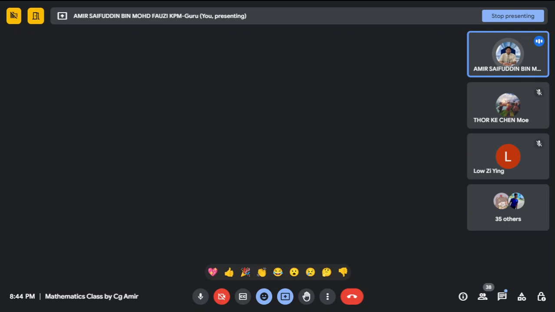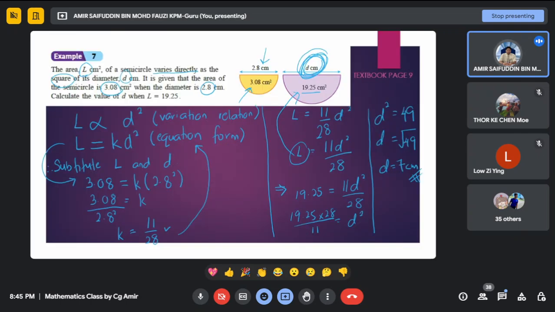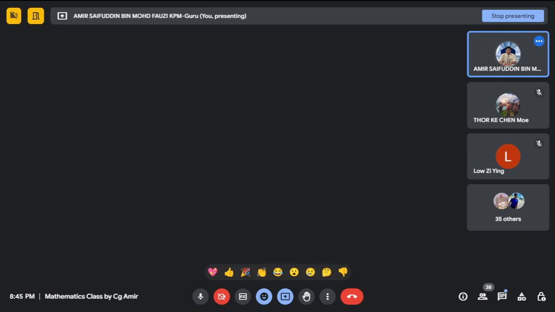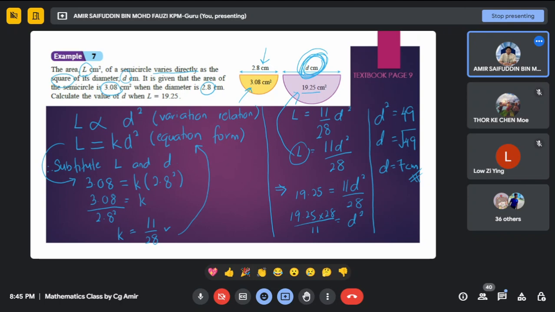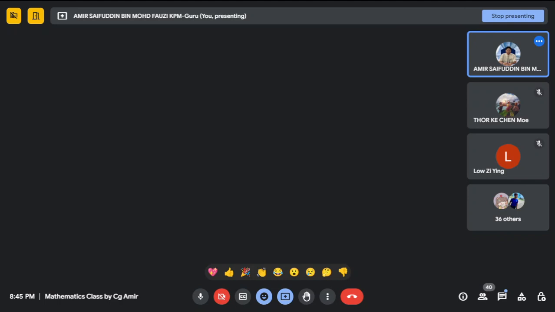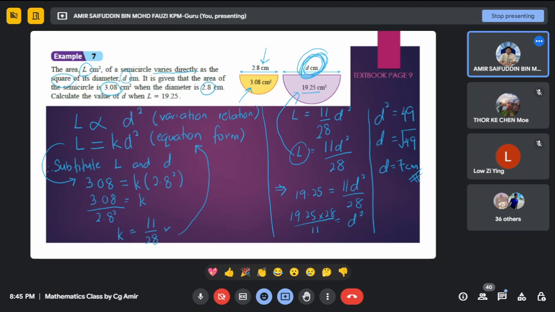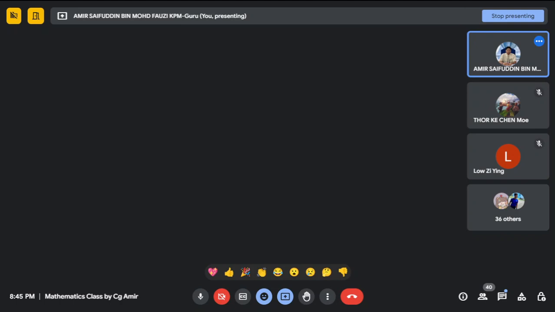This one is still in a direct variation, but sort of a daily situation problem. So example 7, page 9 in your textbook. If you want to screenshot, you can screenshot before we move to another one. So the next one.